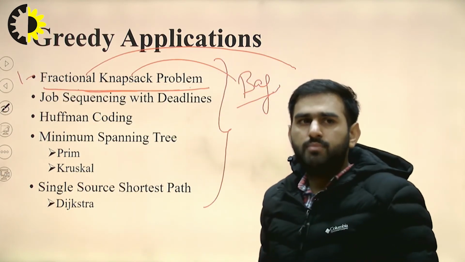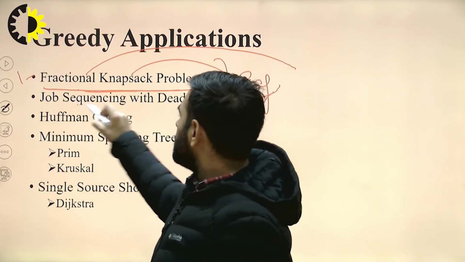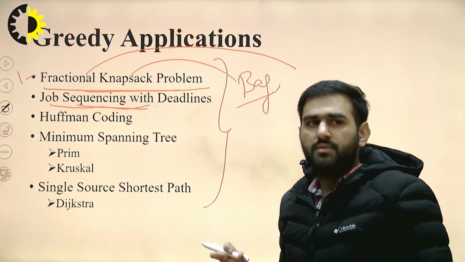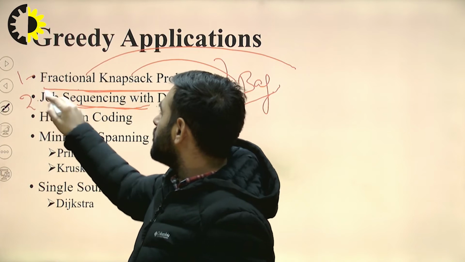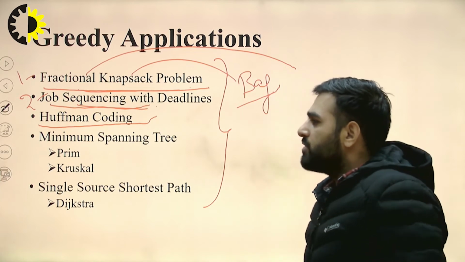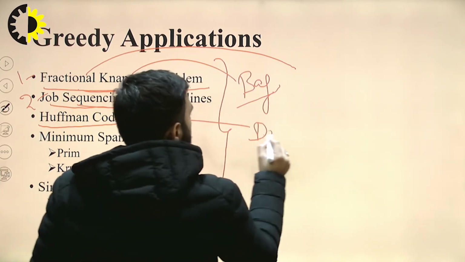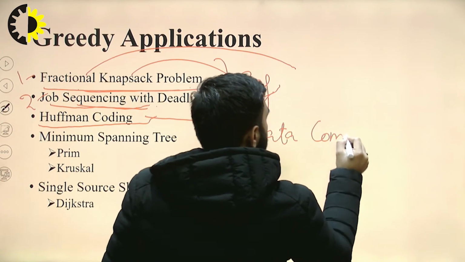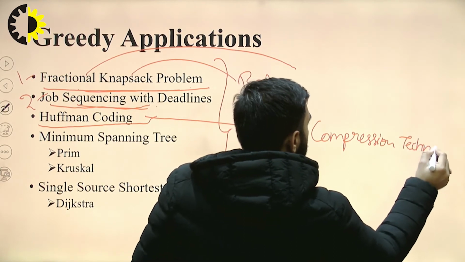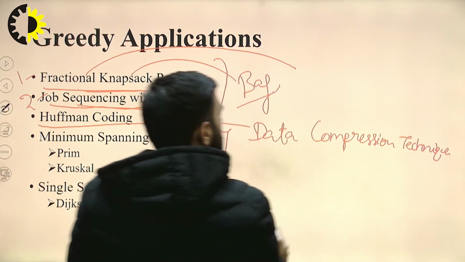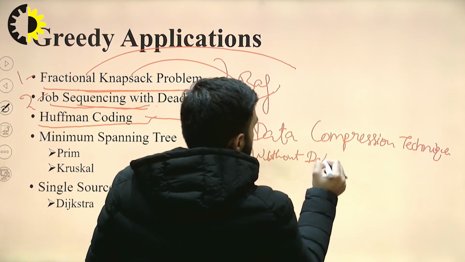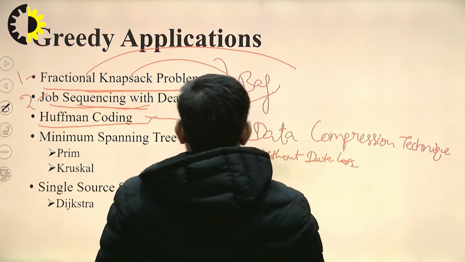Second is the job sequencing with deadline. As we have already seen in the optimization problem, what is job sequencing? We have to select the maximum jobs with maximum profit within a deadline only. This is the second application for this particular greedy algorithm. Third is the Huffman coding. Huffman coding is basically a data compression technique, a technique without the loss of data. Without data loss. We will see in the examples.